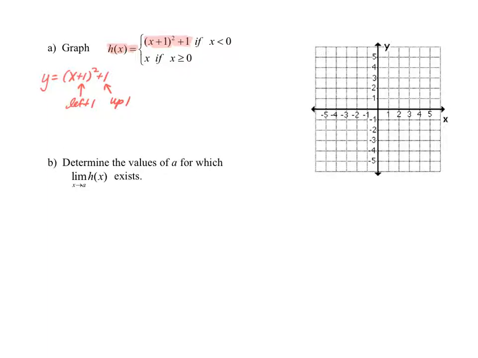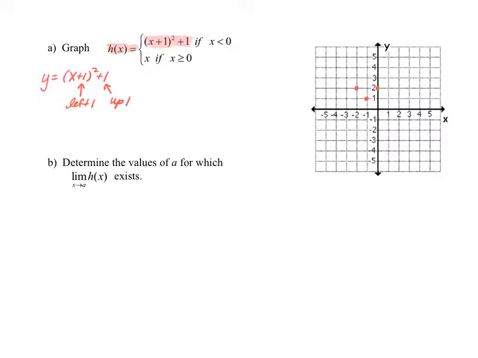And I always recommend with piecewise functions that you graph them in pencil. So switch over to a pencil if you're in pen right now, because we are going to erase part of this graph. Right now, I want to go ahead and graph the entire parabola. So if we go left 1 and up 1, then the vertex is at (-1, 1).